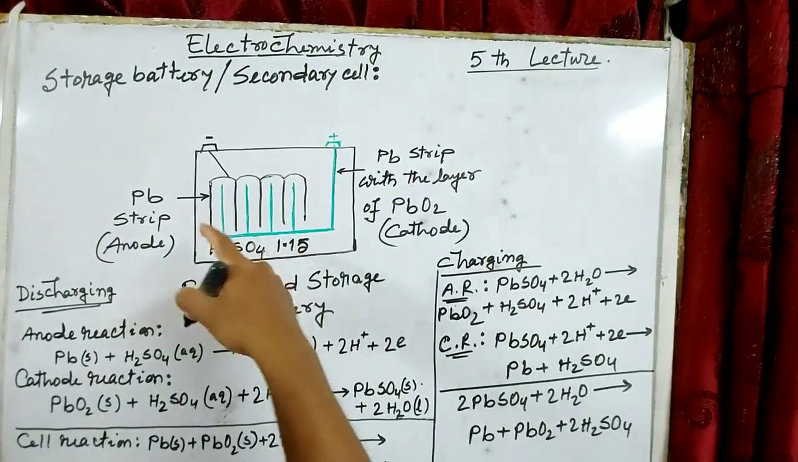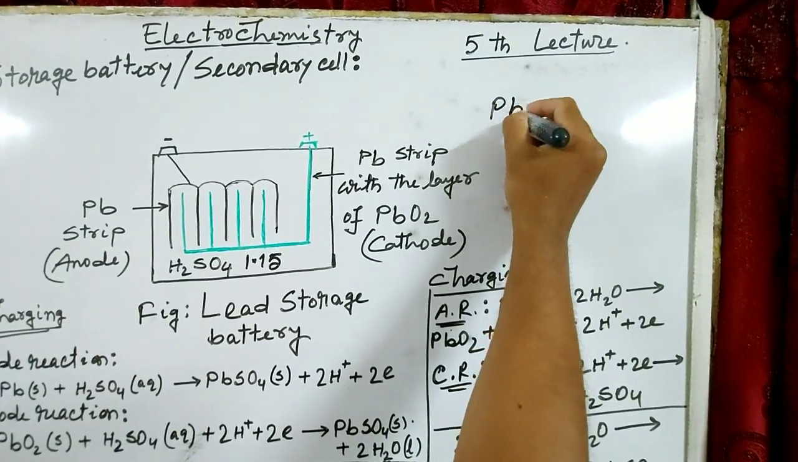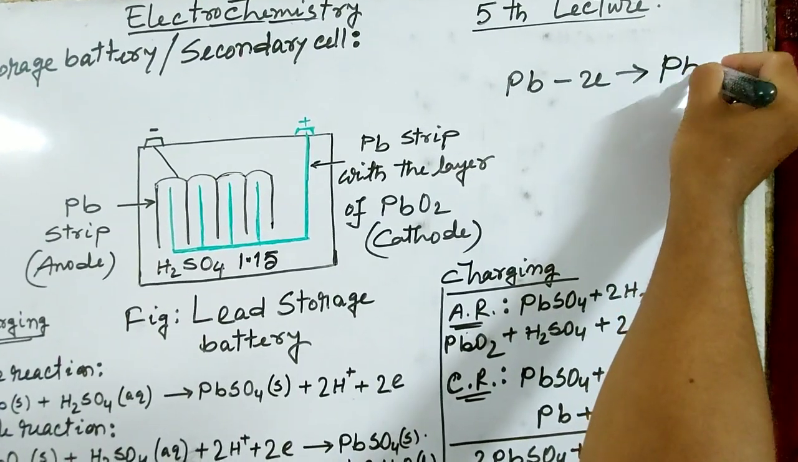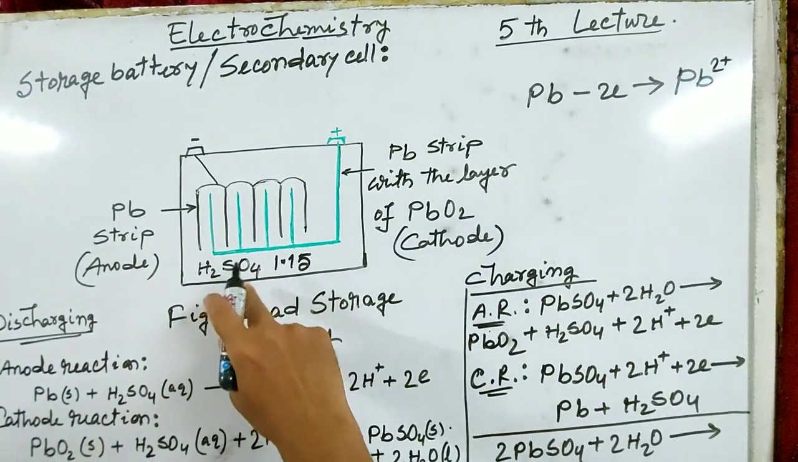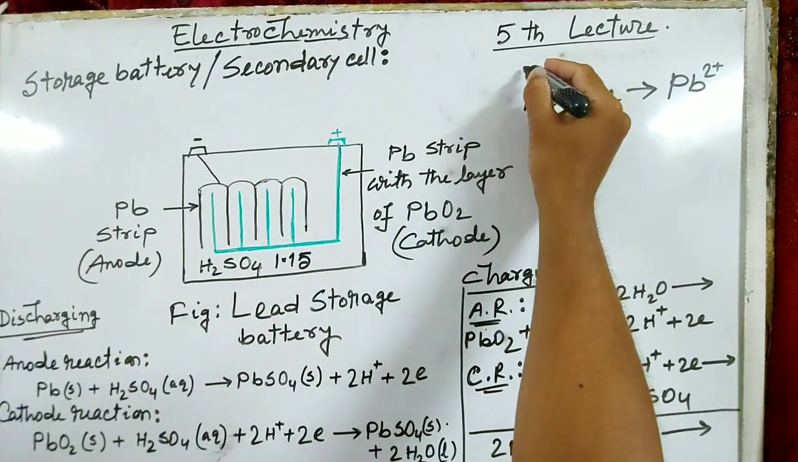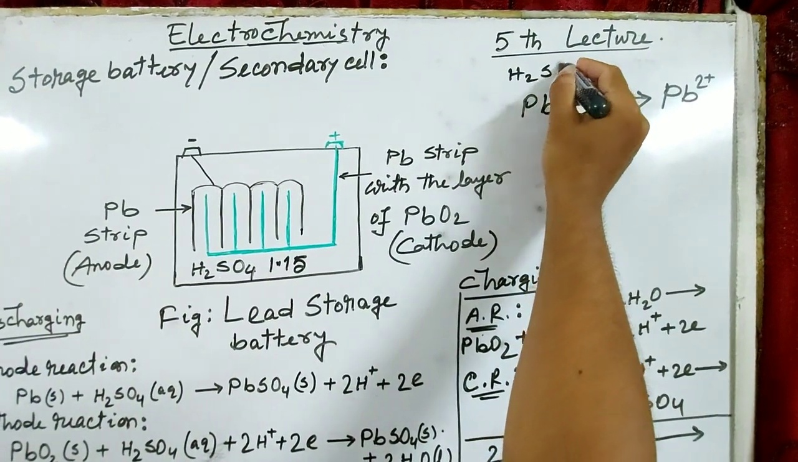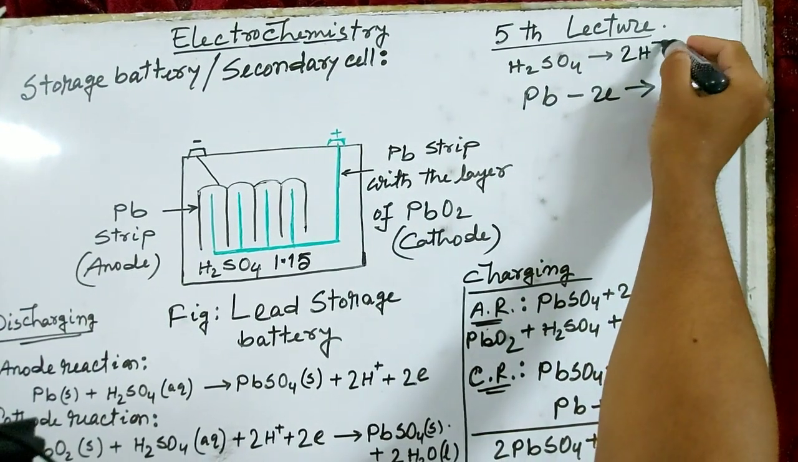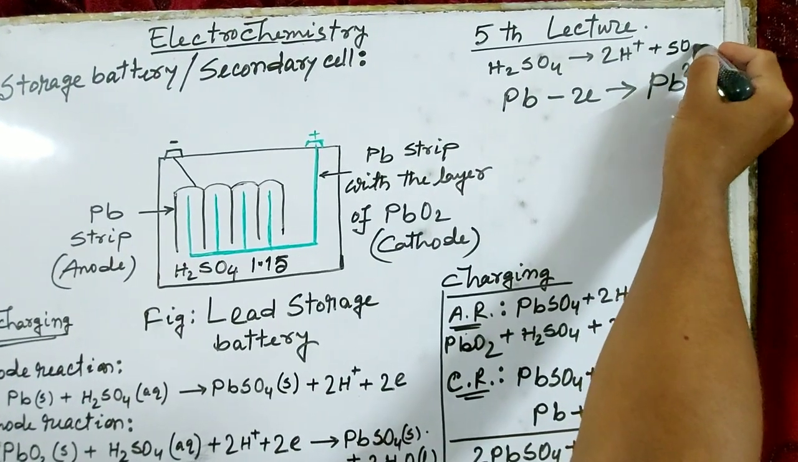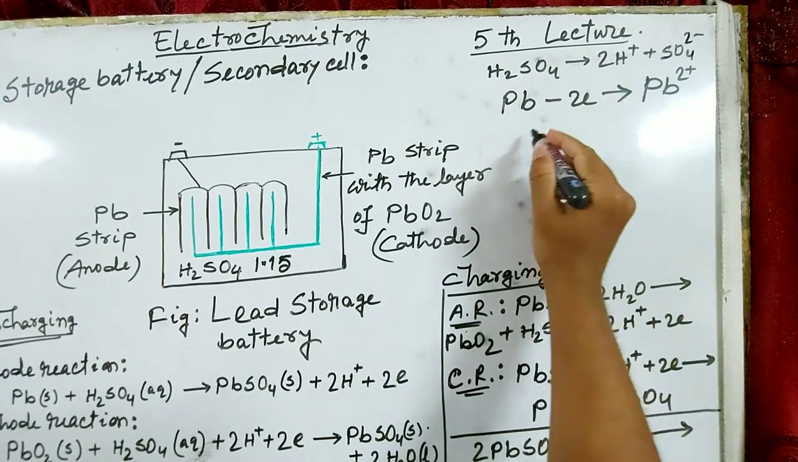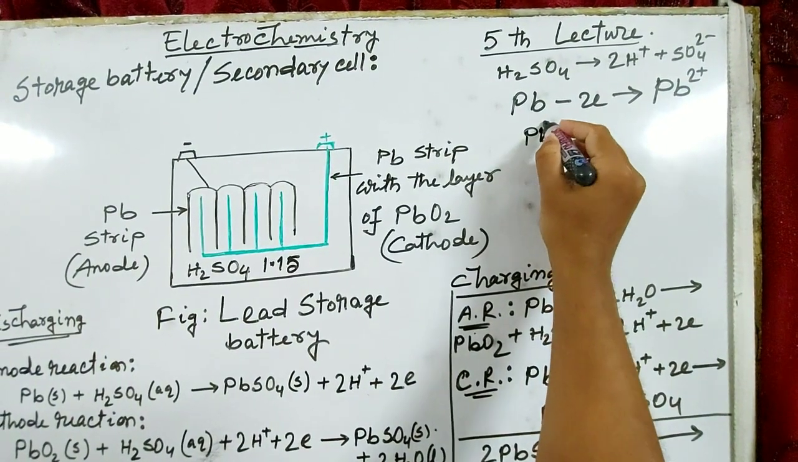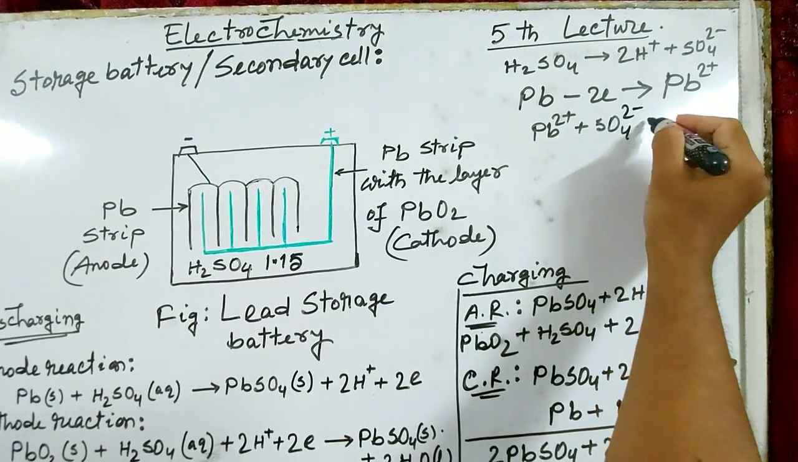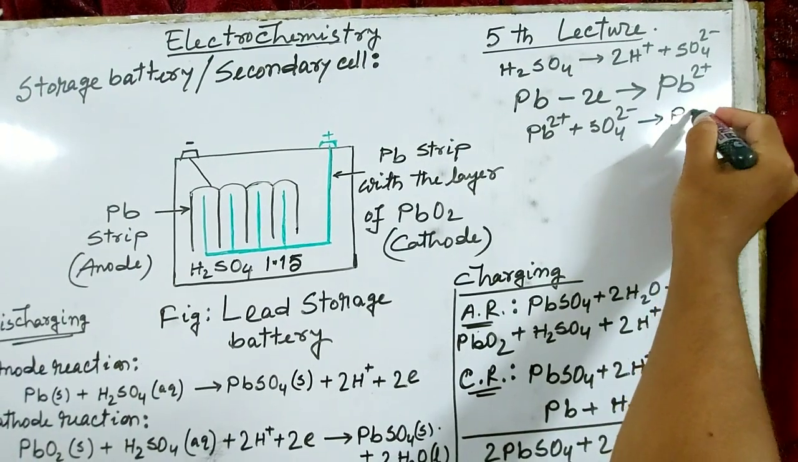Lead of the anode releases 2 electrons to form Pb2+. And my dear students, in the aqueous solution, sulfuric acid ionizes to produce 2H plus ions and sulfate ion, SO4 2 minus ion. This lead Pb2 plus ion combines with the sulfate ion of sulfuric acid to produce solid lead sulfate.